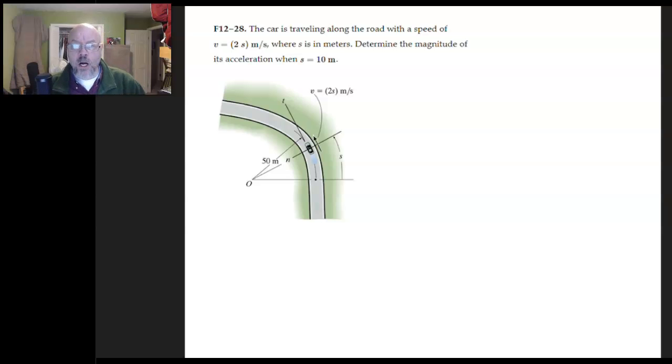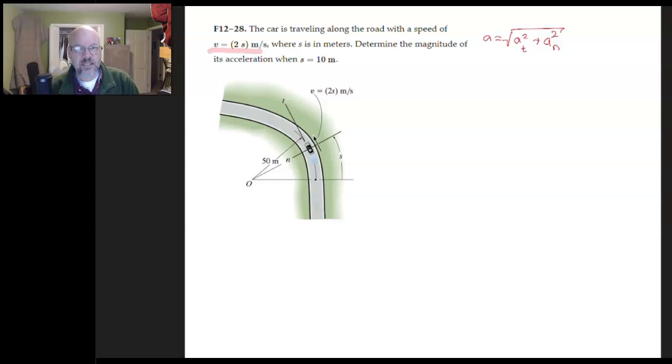All right, so our car here has a certain trajectory on this road, and strangely, its velocity is given by this relationship here. Okay, whatever. It says determine the magnitude of its acceleration. Just to review, remember what that's going to mean is we need this. We're going to have to find the tangential acceleration and the normal acceleration, and then we'll combine them.